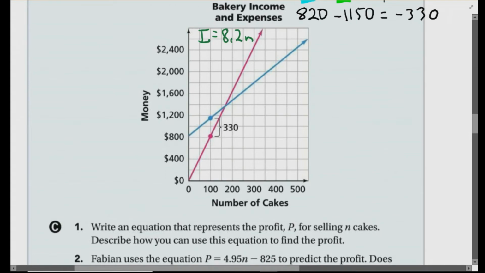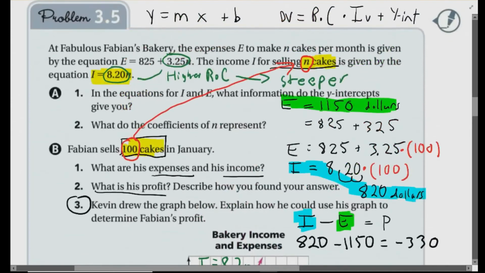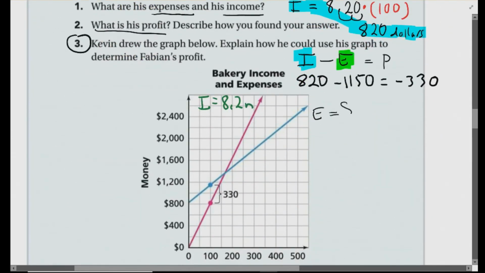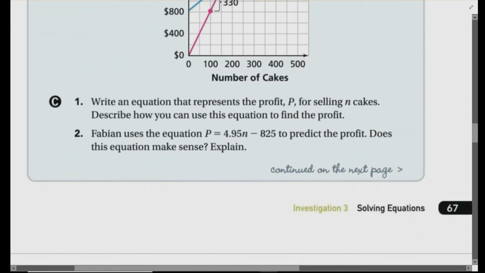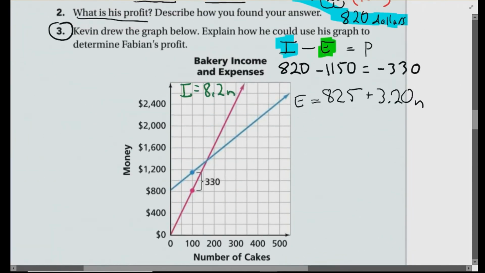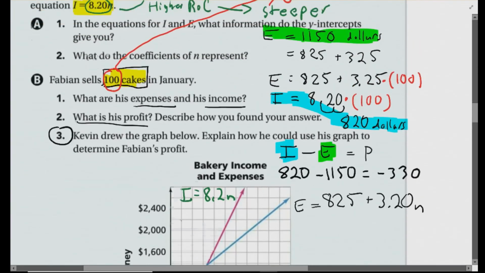So now we know the other equation. This is your expenses, which is 825 plus 3.20n. Okay, and this is something that we did a little bit with today. How can we calculate the profit? Since we already had that profit is equal to your income minus your expenses, you can basically do the exact same thing, but this time with the entire equation.